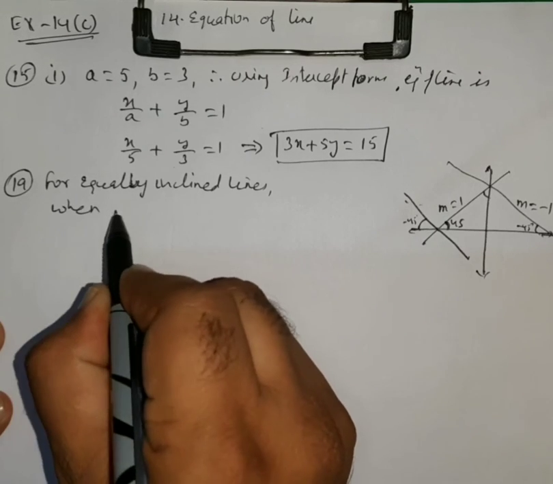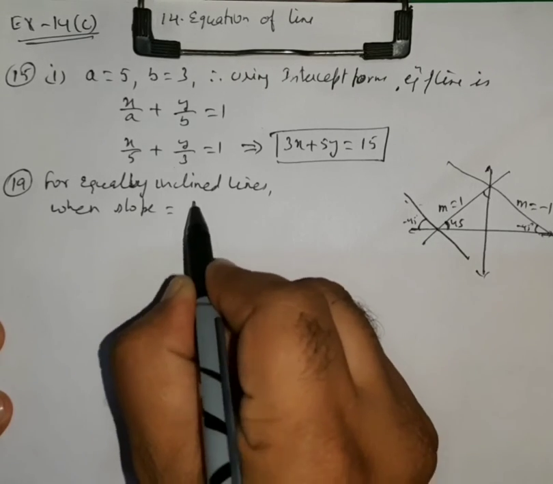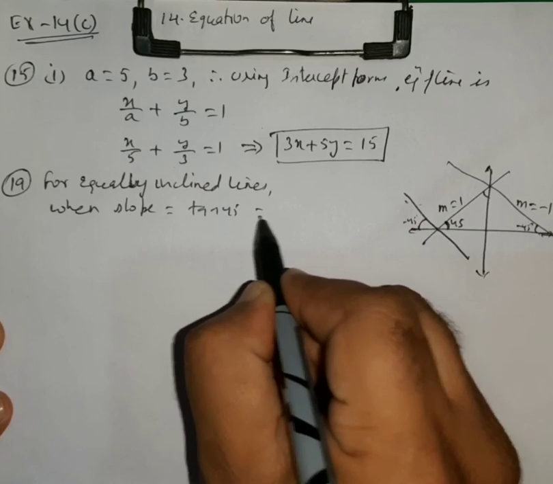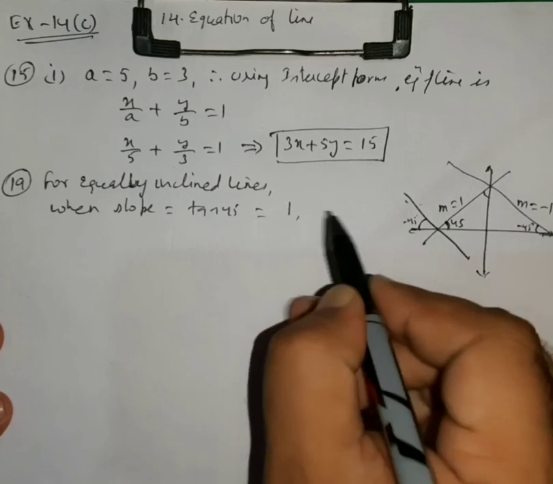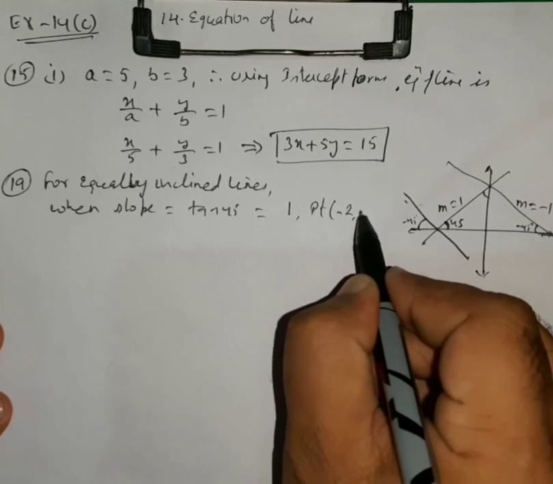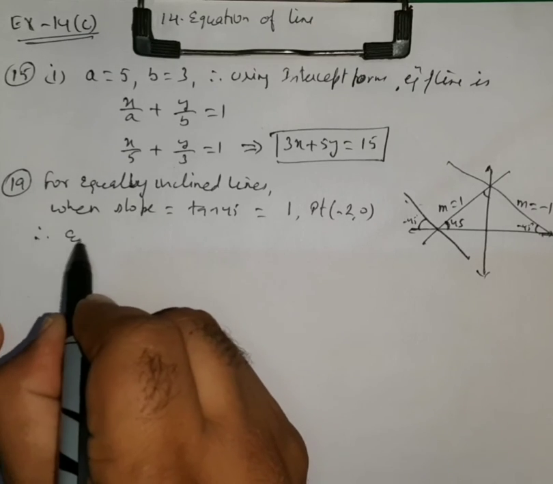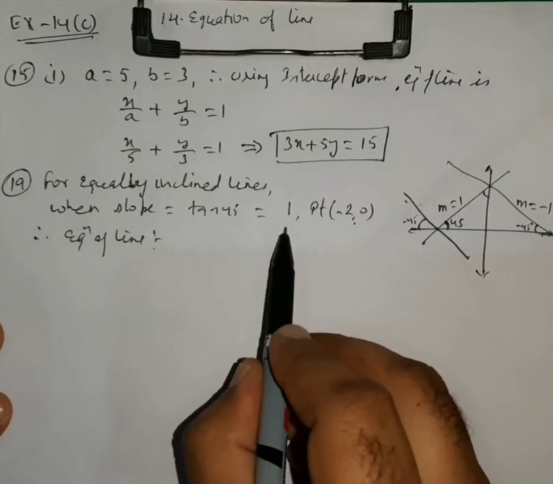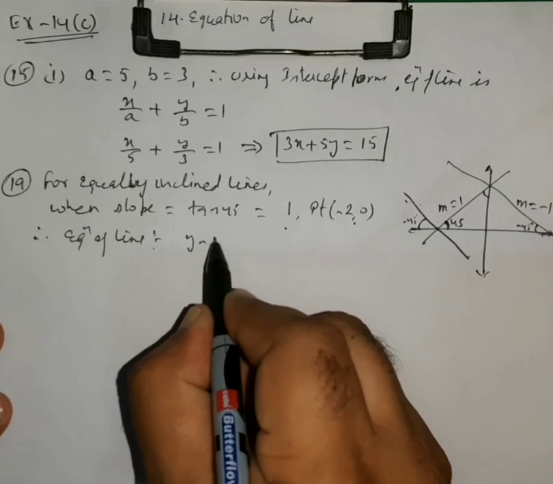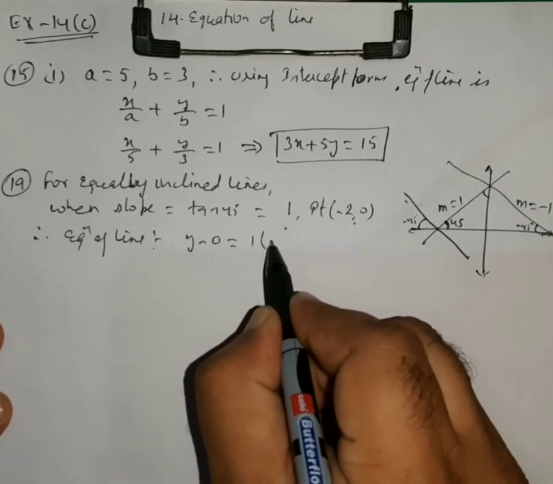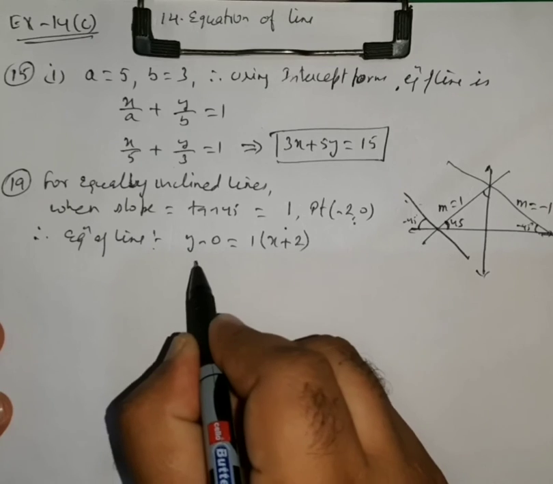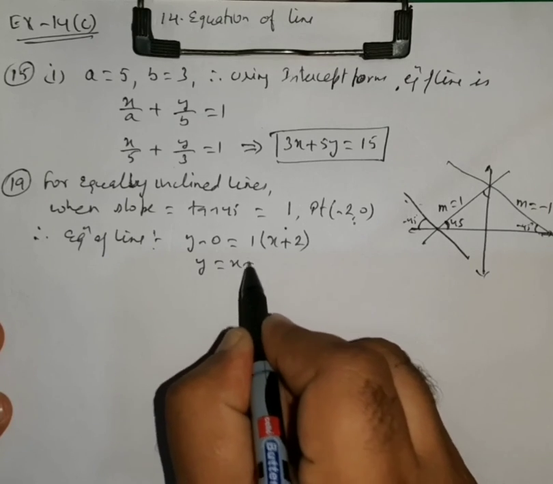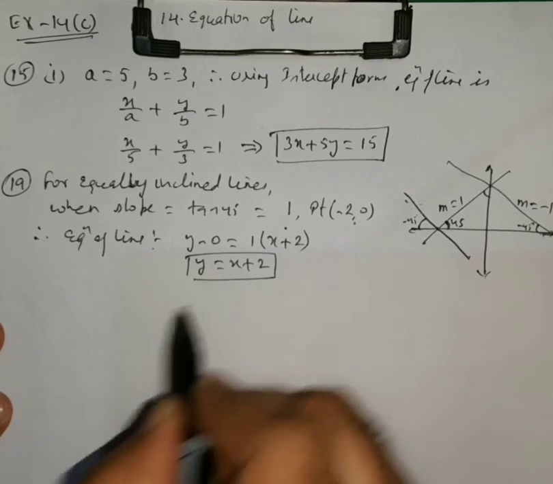So for equally inclined lines, when slope is equal to tan 45 degrees, which is equal to 1, the point given is (-2, 0). Therefore the equation of the line will be, here we will use the point-slope form, y minus 0 is equal to 1 multiplied by (x plus 2). So the equation becomes y is equal to x plus 2.